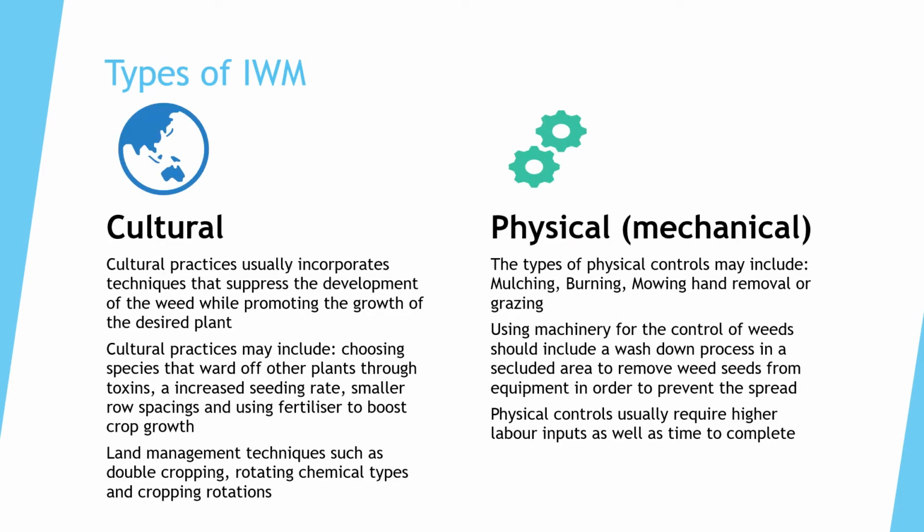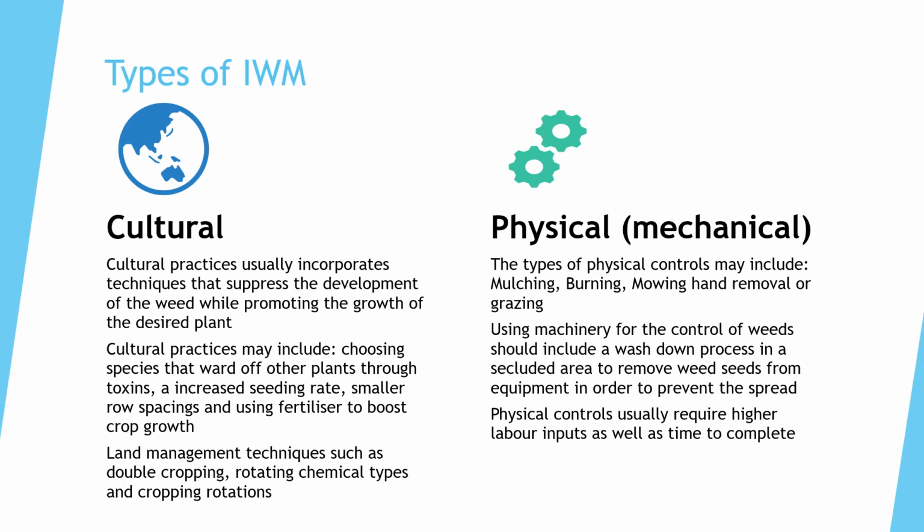For our second component of the integrated weed management types, we have our cultural and physical control methods shown before you. Starting at our cultural techniques for weed management on the left-hand side of the slide, these controls typically manipulate the current farming methods in order to limit the opportunity of the weed's growth. These incorporate techniques that suppress the weed's development whilst promoting the desired crop in many cases.